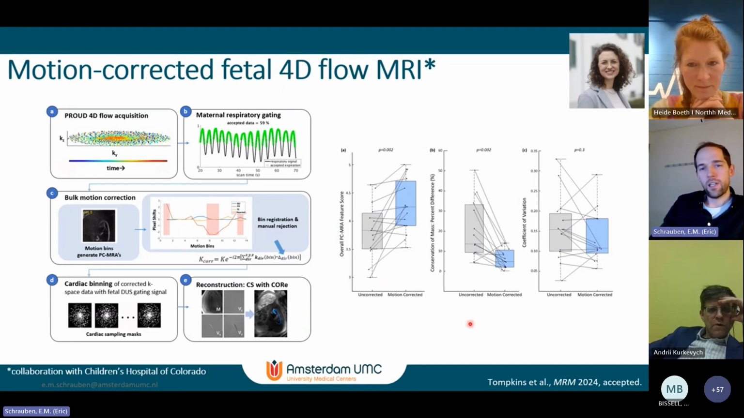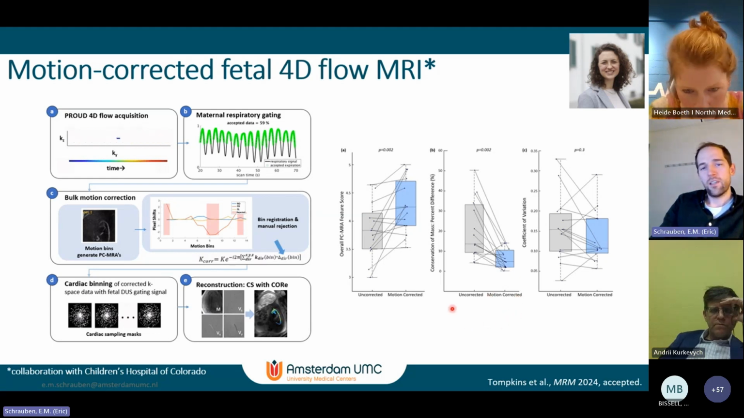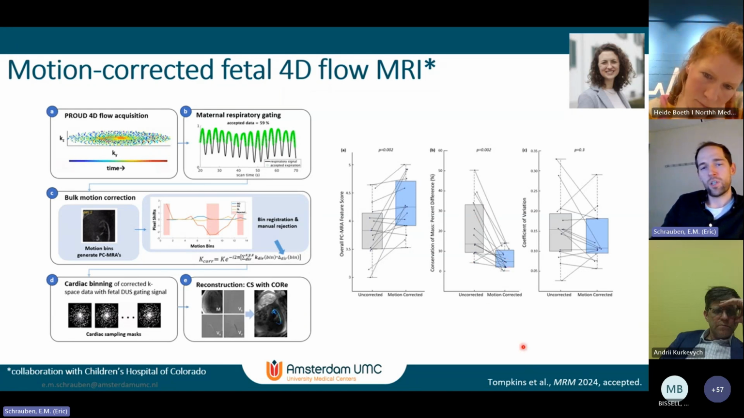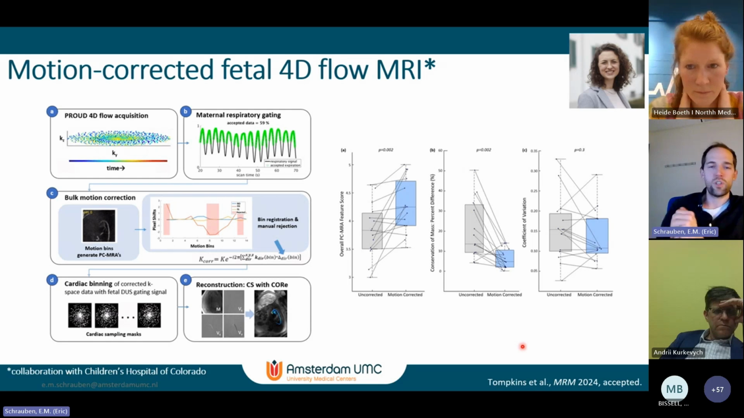But more importantly, and to what Alex was just presenting, the conservation of mass actually decreased quite a lot in our motion corrected data sets. So he reported around 20%. We had around 14% in our uncorrected data sets and around 5% in our motion corrected data sets. And this is actually a really important step forward because it gives us confidence that we are more robustly able to measure this distribution of blood flow inside of the fetus.